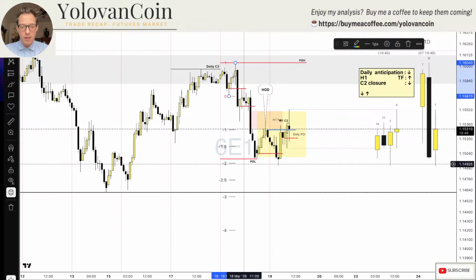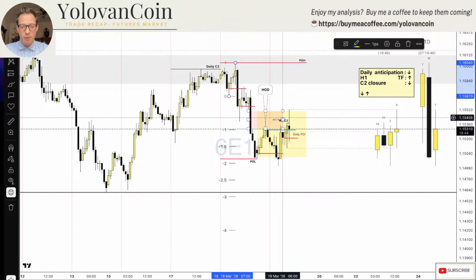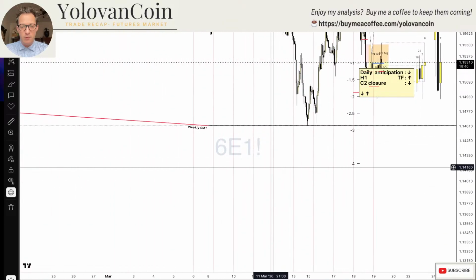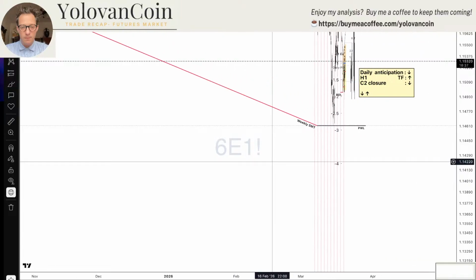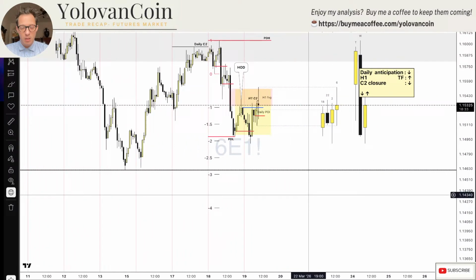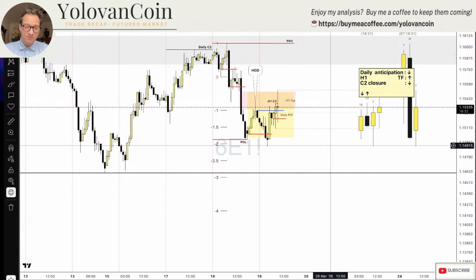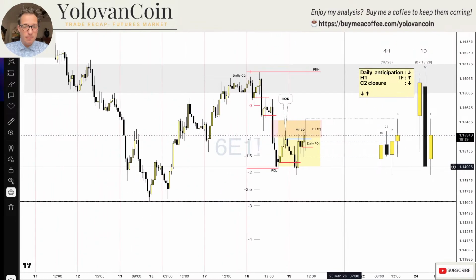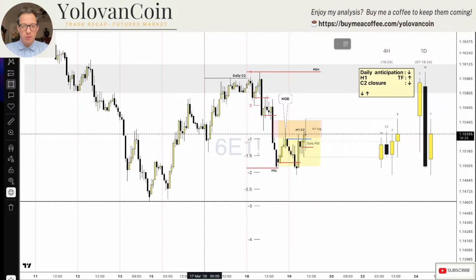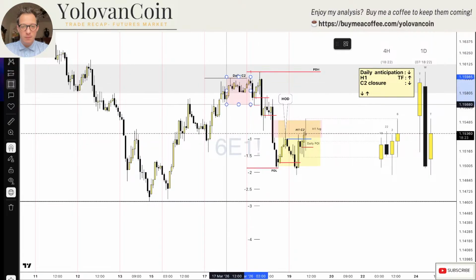You see the price reached the -2, so probably this is the last up move before the down move, and the -4 is here. I can't see anything because the contract changed. So B setup, yeah. This one should be the manipulation higher because this was a consolidation here.